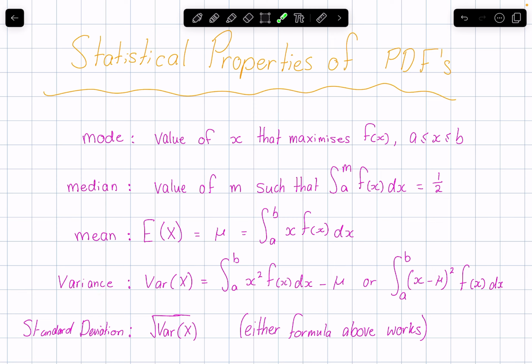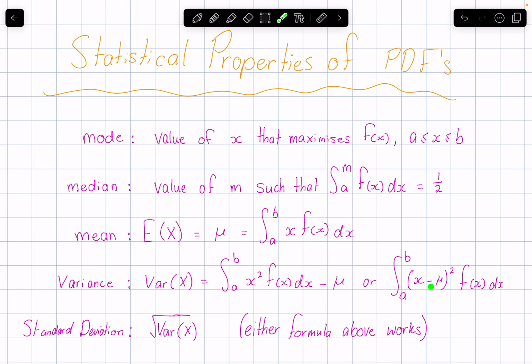Now the variance. So the variance of x is the integral from a to b of x squared times f of x dx minus the mean that you found. So you do need the mean to find the variance. And then the standard deviation is just the square root of your variance answer.